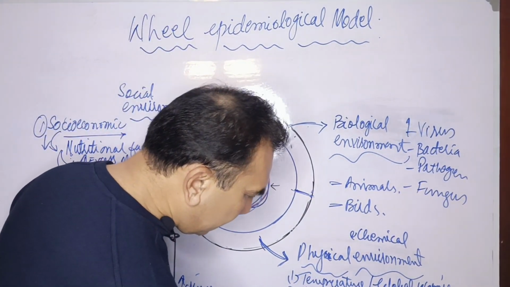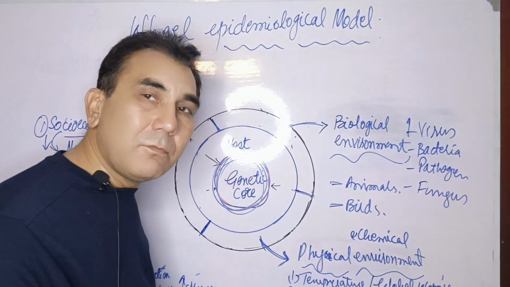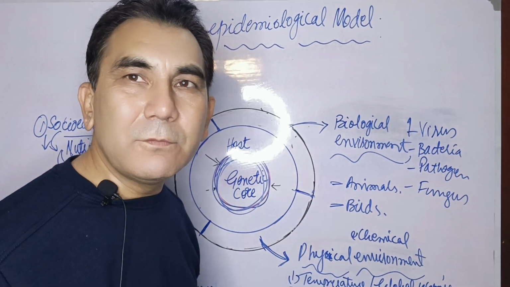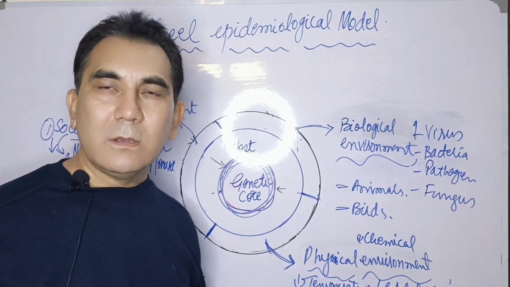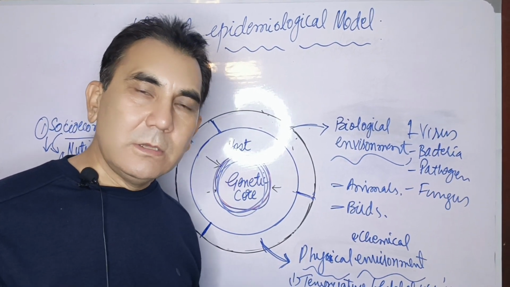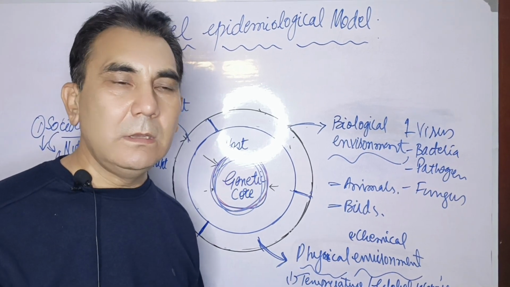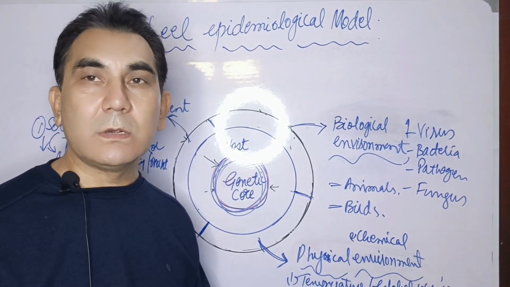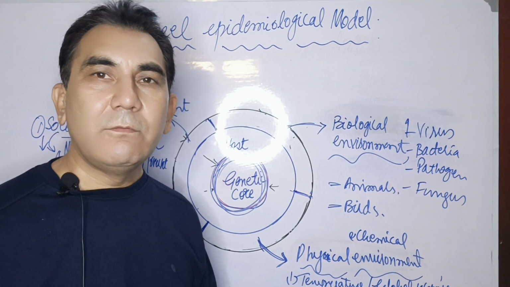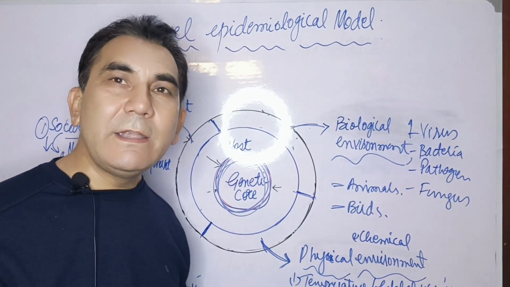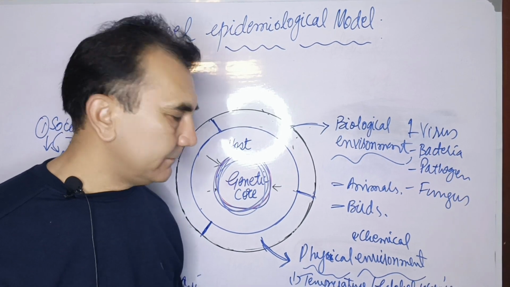Now in the chemical environment, the people who are working in the oil field are exposed to different types of chemicals. So definitely the oil companies give leave to their workers, for 15 days or for 1 month, after every 3 months, just to avoid the dose response.